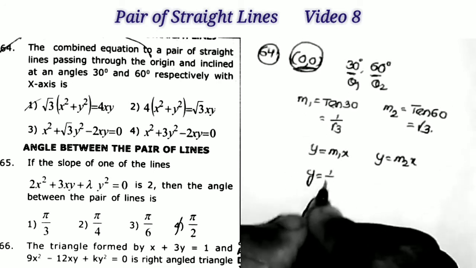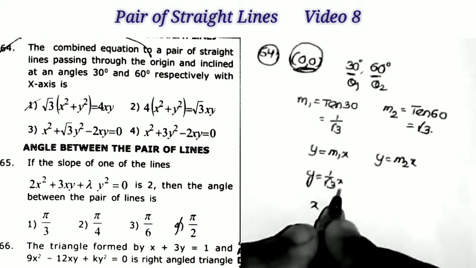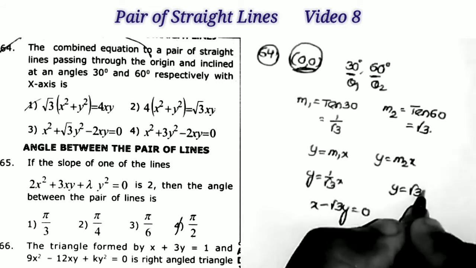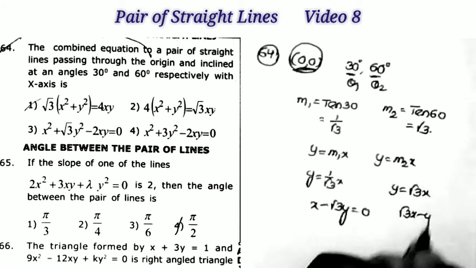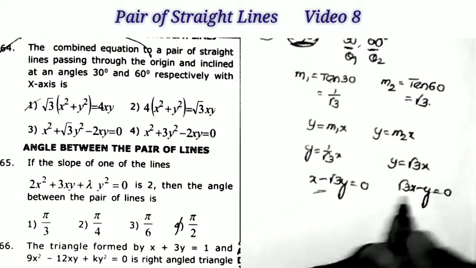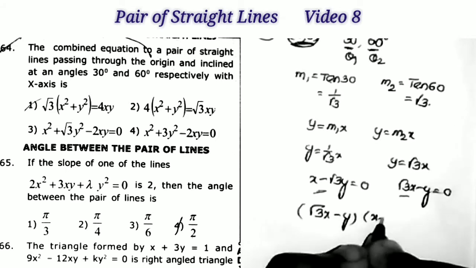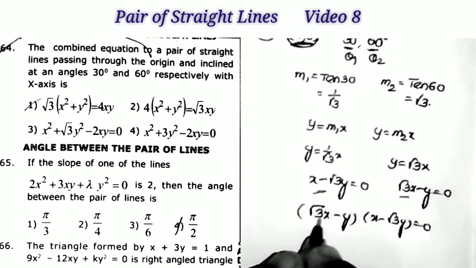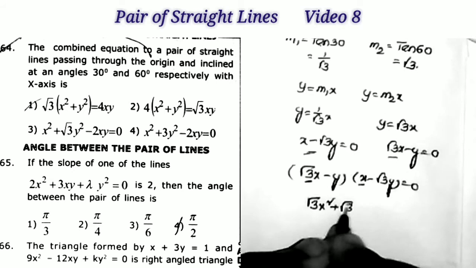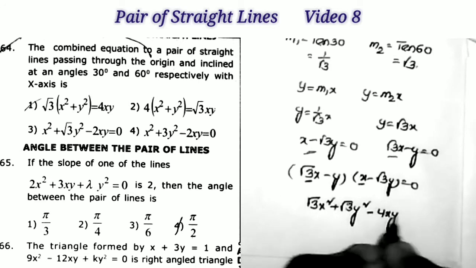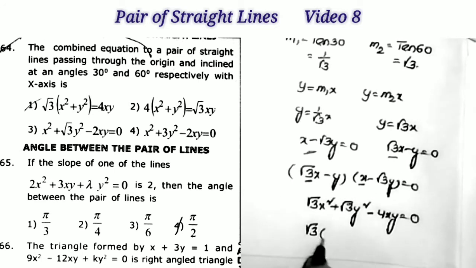That is, the first equation is y is equal to 1 by root 3 into x, that is x minus root 3y is equal to 0. Second equation is y is equal to root 3x, that is root 3x minus y is equal to 0. Now the combined equation of these two equations, that is multiplying these two equations, root 3x minus y into x minus root 3y is equal to 0. Now doing the product, root 3x into x square, that is root 3x square, minus y into minus root 3y plus root 3y square minus xy minus 3xy, minus 4xy is equal to 0. That is, the answer is root 3 into x square plus y square is equal to 4xy.